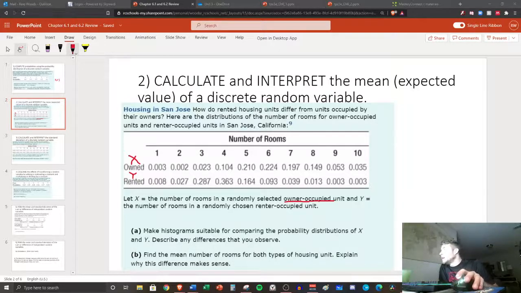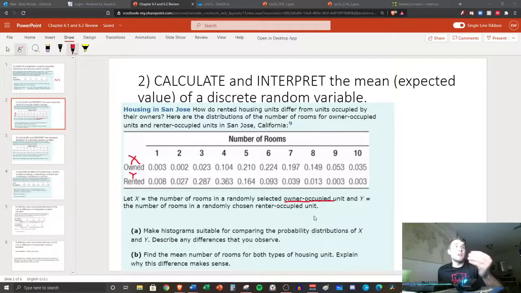Okay. So first thing it says, it wants us to make a histogram suitable for comparing the probability distributions of X and Y, describing differences you observe. Now, say on a test, I'm not going to be asking you to construct a histogram, but I want to go back through the process of how we would want to do this. And it's going to be a little different than what we're used to.